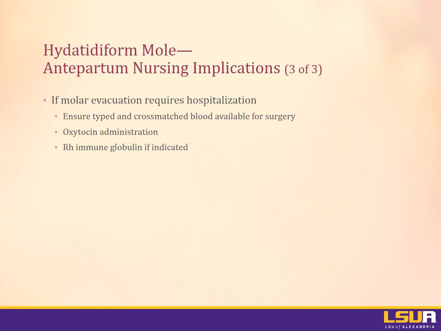If she does require hospitalization, we've got to make sure we have blood available, because she more than likely will require a transfusion. We're going to have to give her oxytocin because just like going through labor and delivery, we've got to get the uterus to contract and clamp back down, and RhoGAM if necessary.